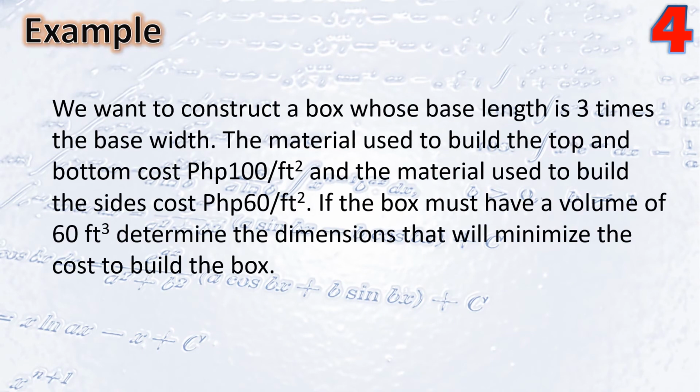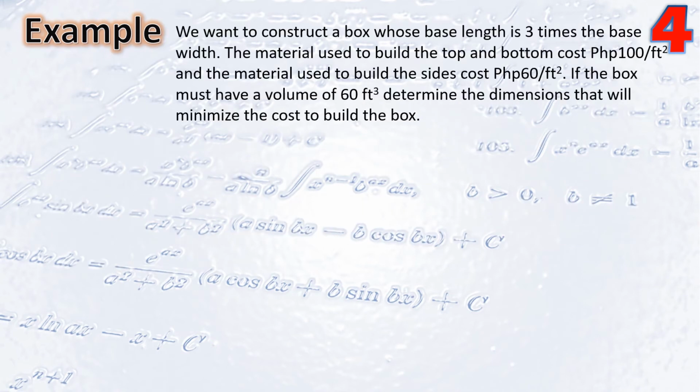Let us have one more example. We want to construct a box whose base length is 3 times the base width. The material used to build the top and bottom cost 100 pesos per square feet, and the material used to build the sides cost 60 pesos per square feet. If the box must have a volume of 60 cubic feet, determine the dimensions that will minimize the cost to build the box. Here is our suggested solution.